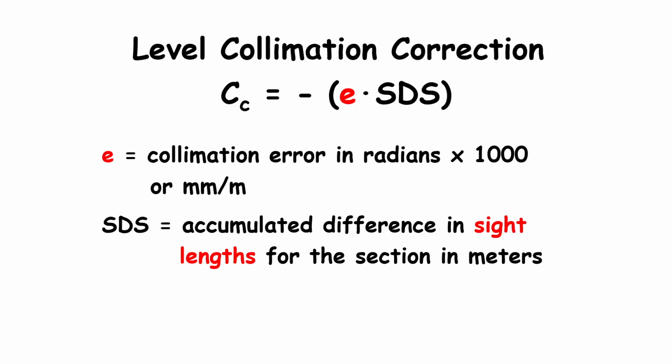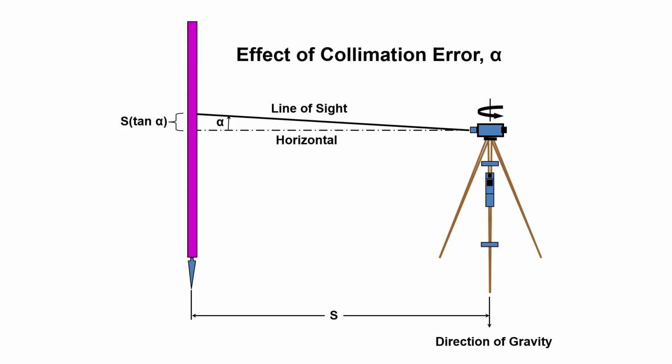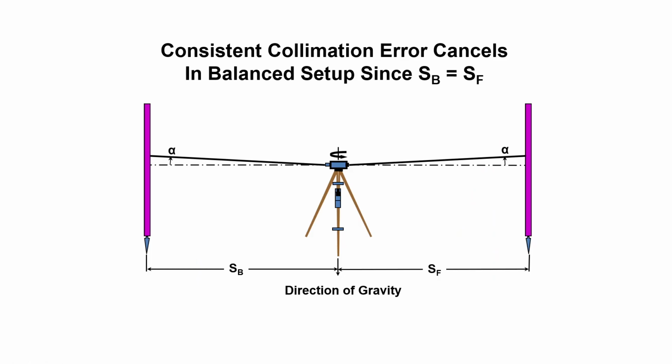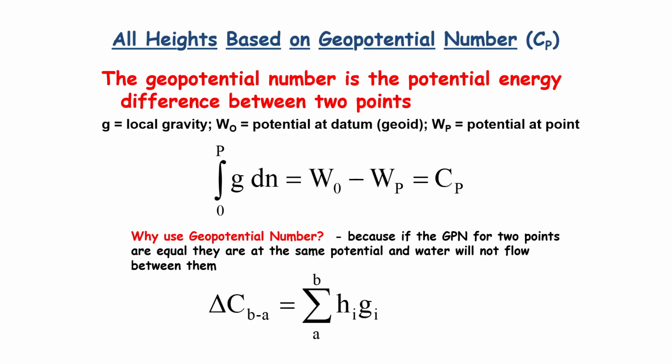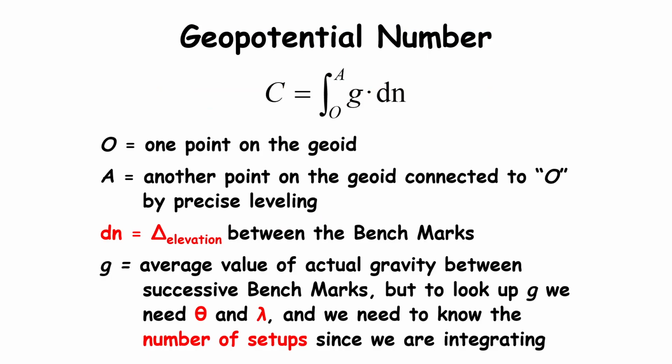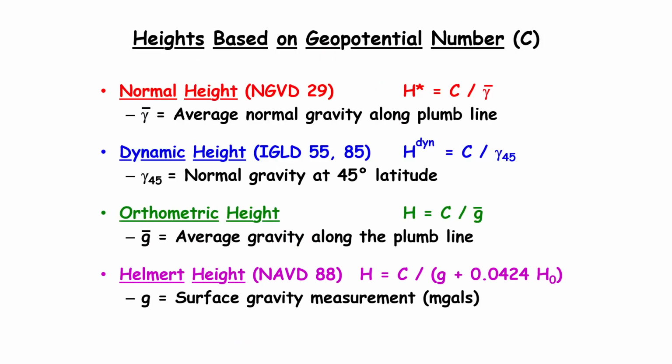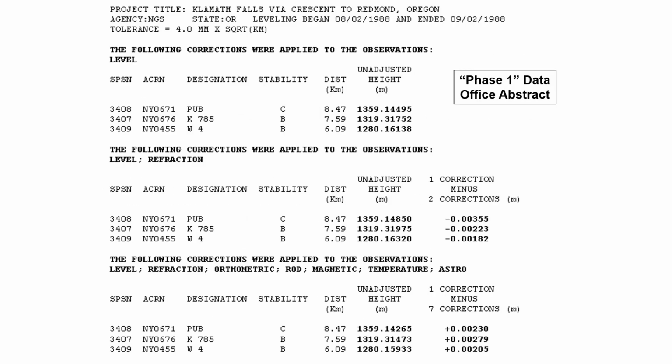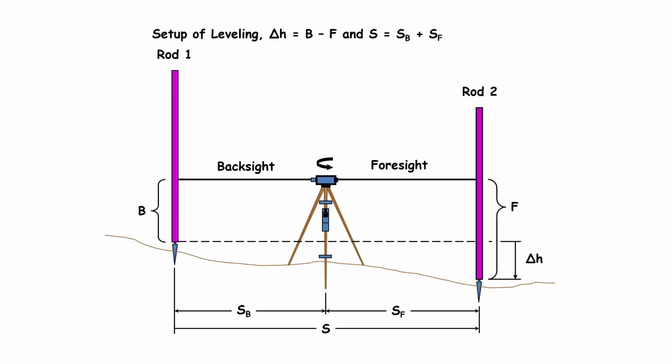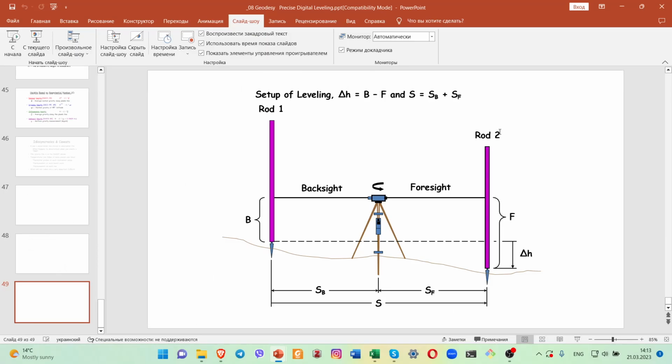Level collimation correction, confirmation and error in radiance. Well, we can use this collimation error while the instrument is not standing in the middle of the rods. Orthometric correction. Backside, foresight. Well, that's all.